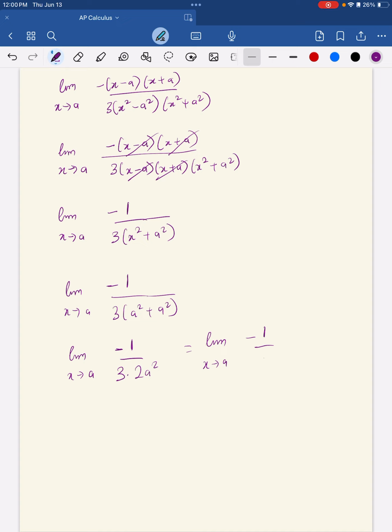Since we've already substituted, we don't need to put the limit again, so we can remove it here. So this is negative 1 divided by 6a squared. And that's the answer I got for this. And this is how I solved this tricky limits question.